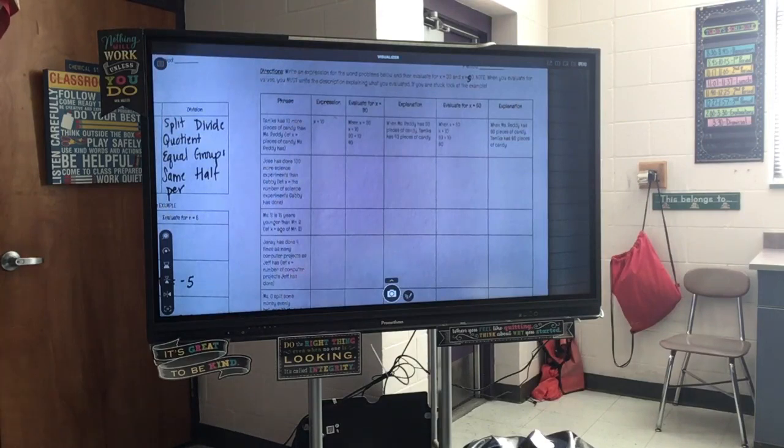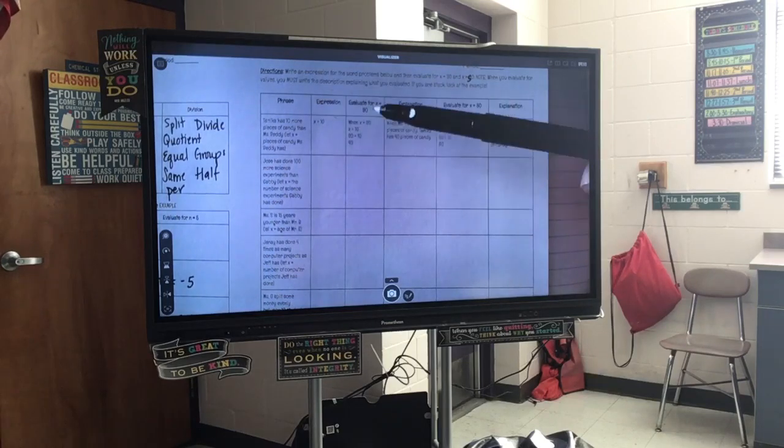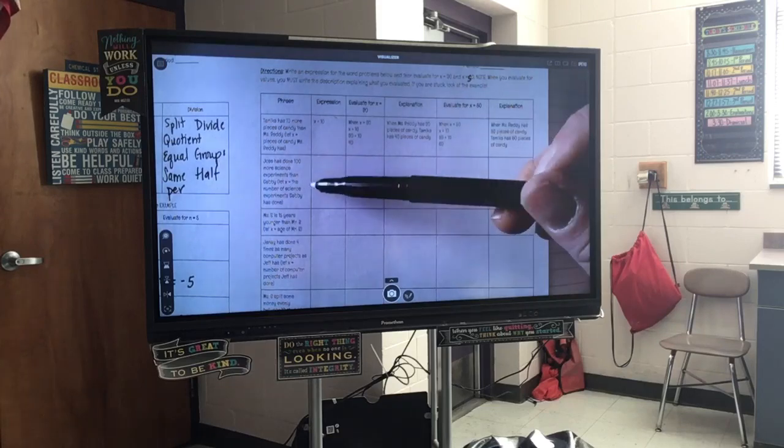Alright, so the first one says Tamika has 10 more pieces of candy than Mrs. Reddy. Let x equal the pieces of candy Miss Reddy has. So the expression is x plus 10. So here we know that x equals 30, so we add it together, and that equals 40. So Miss Reddy has 30 pieces of candy and Tamika has 40 pieces of candy. And then same thing here. So let's do this one together.